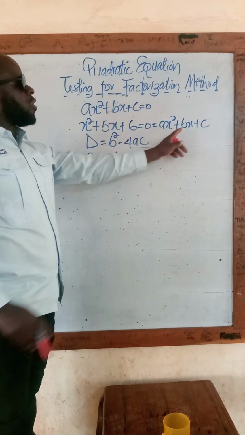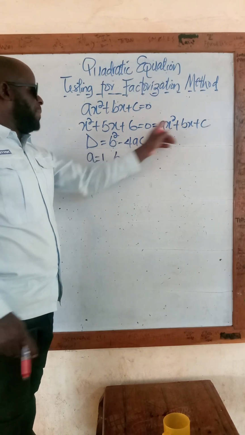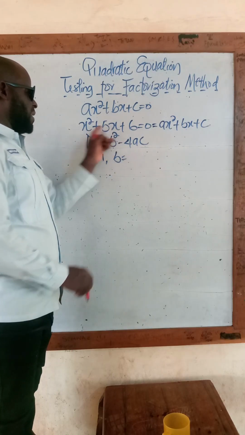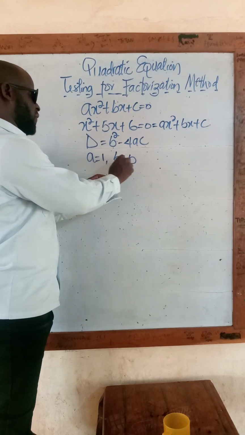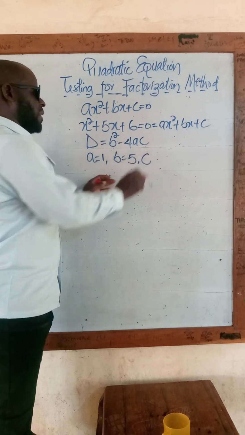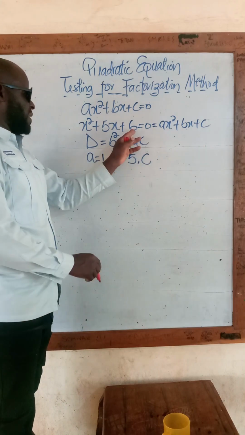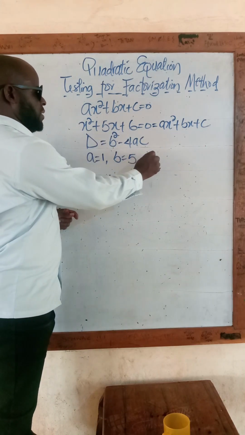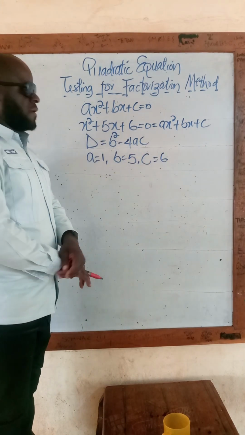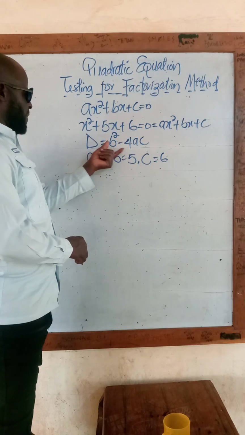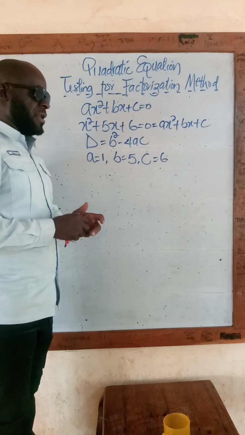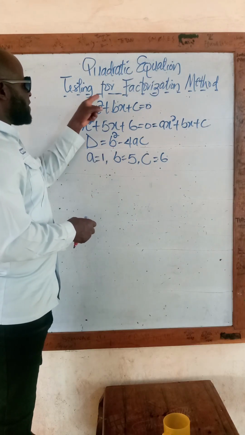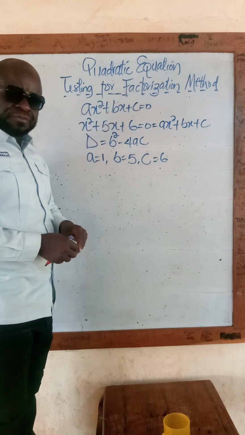Then the coefficient of x here is b, and that of x here is 5, meaning that b equals 5. And then c is the constant, as you can see it here. It means your c equals 6. Now, this discriminant is used particularly for testing for factorization.